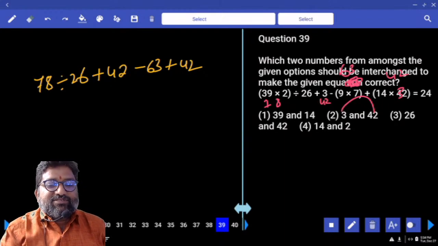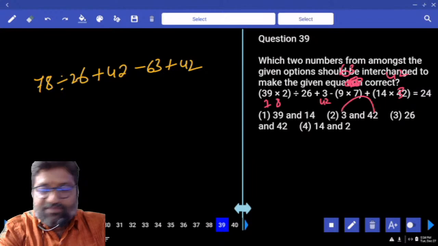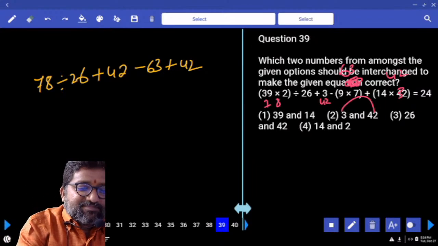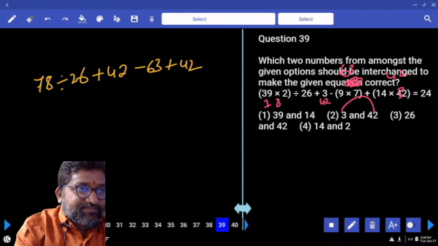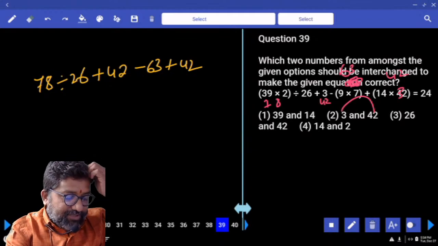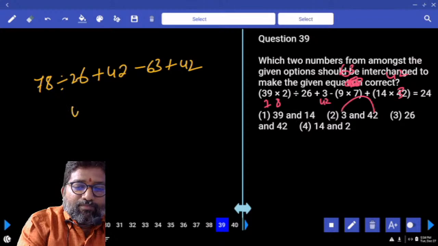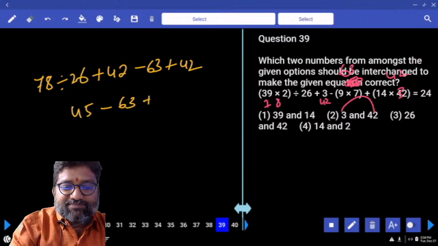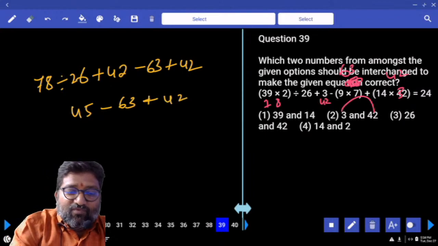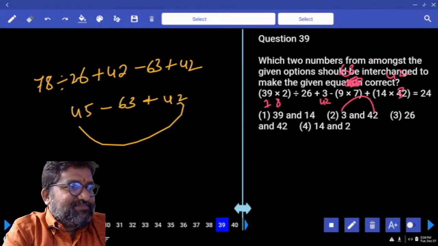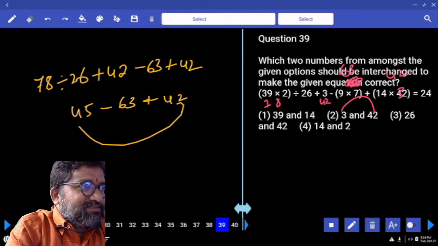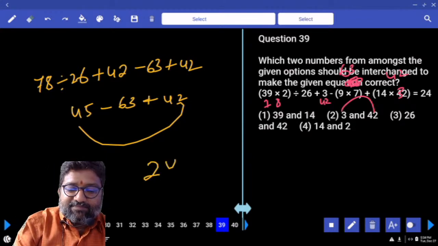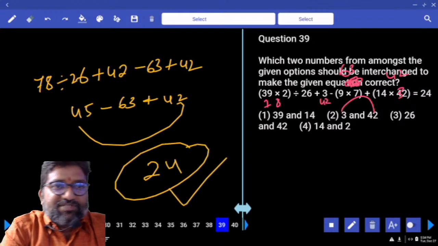78 divided by 26 is how much? 3. Ante kada? Cheppandamma. 3 plus 42? 45. 45 minus 63. అంతేనా? ప్లస్ 45 ప్లస్ 42 కొట్టు, రెండు ప్లస్ కదా, 87. 87 మైనస్ 63 ఎంత? వచ్చిందా లేదా?